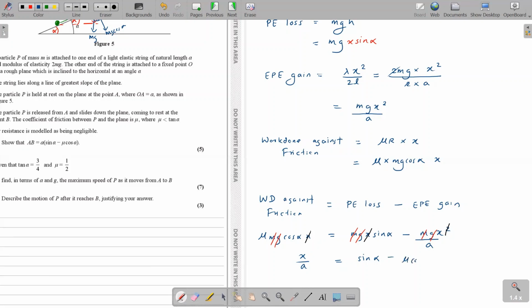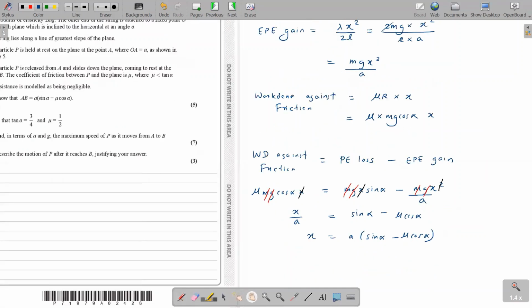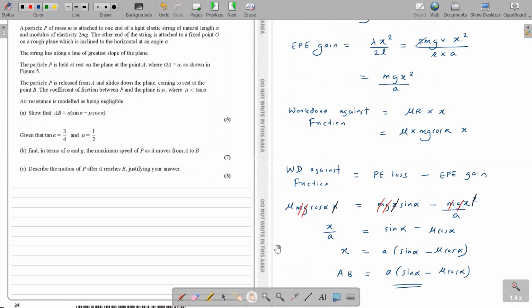So x equals A times sine alpha minus mu cos alpha. So x, where x is the AB. We know x is what we found as AB. So this is your show that. This is the show that for part A, 5 marks.